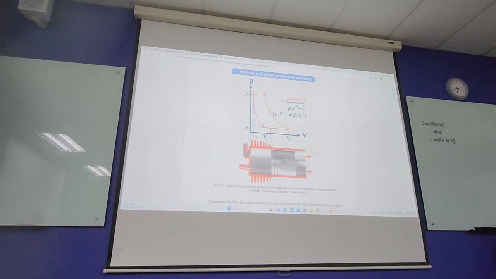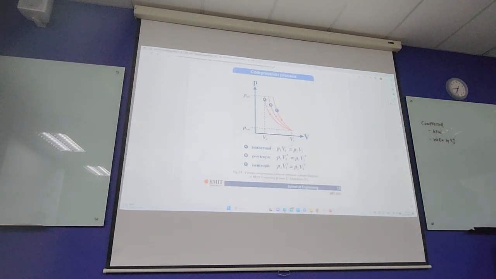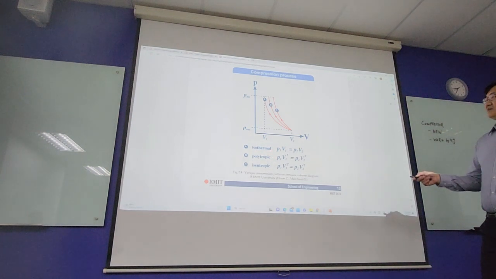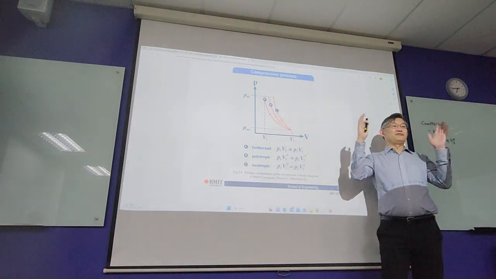Alright, so we talk about the principle of this: pressure and volume. It depends on the condition. Over here they actually show us isothermal, polytropic and isentropic. Our case is isothermal. We actually assume there's no temperature change after compressing the air.